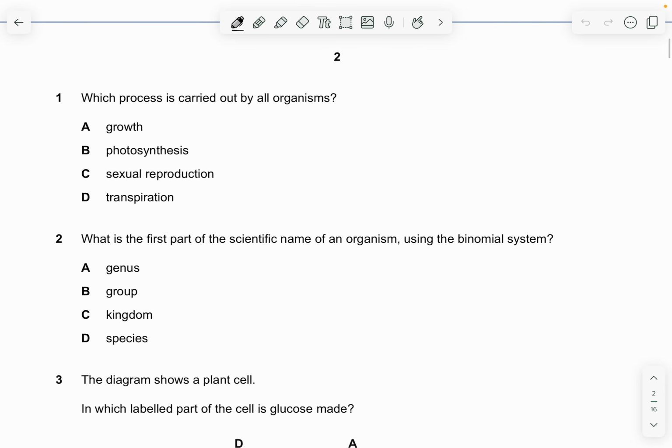Alright, question number 1. Which process is carried by all organisms? So this is again from chapter 1. So we are trying to see whether it has met the Mrs. Grant requirement, which you know is movement, respiration, sensitivity, growth, reproduction, excretion, and nutrition. So let's see. A, yes, there's growth. Photosynthesis is not, sexual reproduction is not, and transpiration is not. So the answer is A.